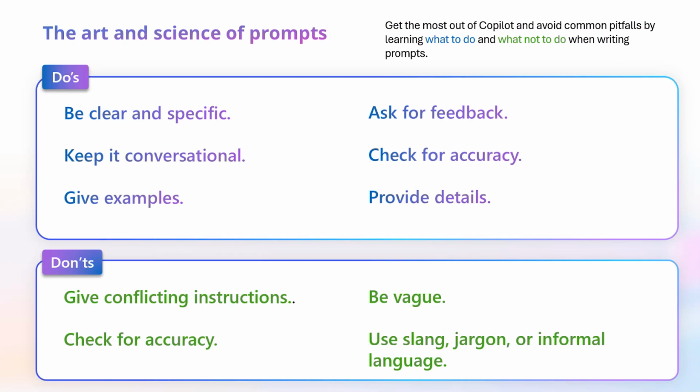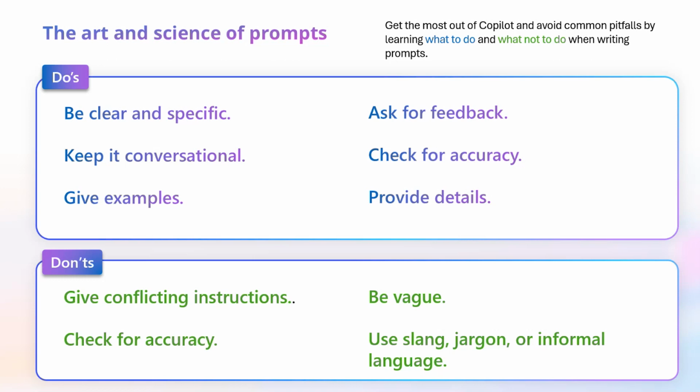Now, we get the most out of Copilot by avoiding common pitfalls, by learning what to do and what not to do when writing prompts. If we look at the do's, be clear and specific. In other words, we have to already know what we want as a final product. Copilot is not there to read your mind. It's not there to guess at what you might want or need out of it.